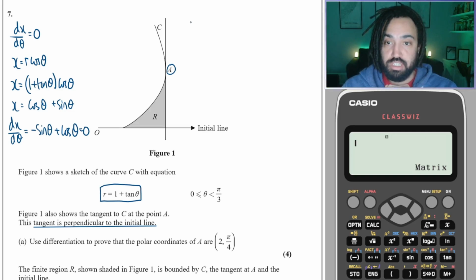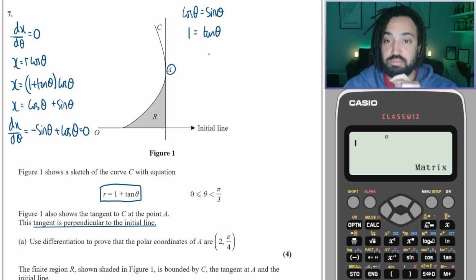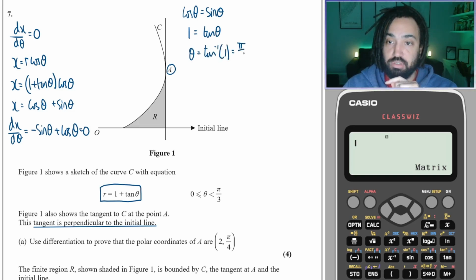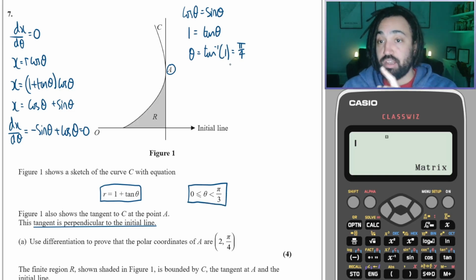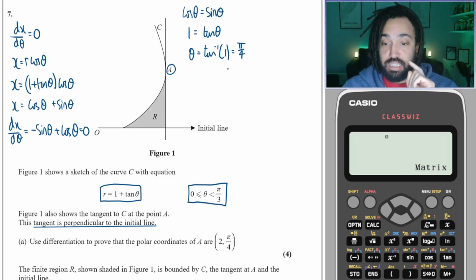Okay, so solving this equation, I'm going to move the sine to the other side, and then I'm going to divide through by cos to give me 1 is equal to tan theta, and then inverse or arctan of 1 is of course pi over 4, and that is in the range, perfect, and no other values would be in the range, so we know that is the one. Okay, now let's find the r value for a theta value of pi over 4.